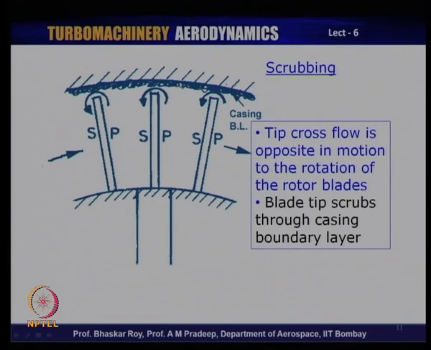So, this scrubbing or scraping and the cross flow together are all loss making propositions fluid mechanically, aerodynamically, in the sense the energy lost in the process is not useful for the process of compression. So, this boundary layer that we see in the casing has another problem, that the tip of the blade scrapes or scrubs through this boundary layer. It has, of course, a very small benefit of the scrubbing.